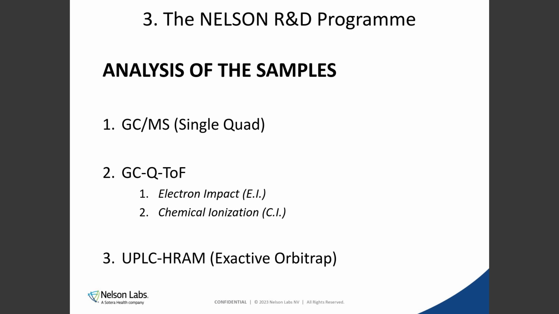In line 3, the UPLC HRAM Exactive Orbitrap, that's the method we use for the LC screening analysis normally. The GC-QTOF methods are more for dedicated analysis, meaning that if you find something, you can make some kind of confirmation of what we want to see.